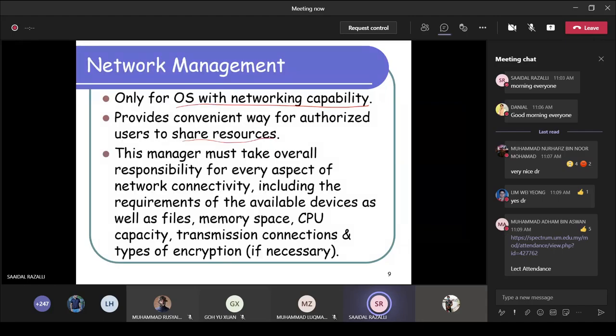Another one is security management, which is also important. Basically it handles the security, the virus and such, antivirus, Trojans and others.